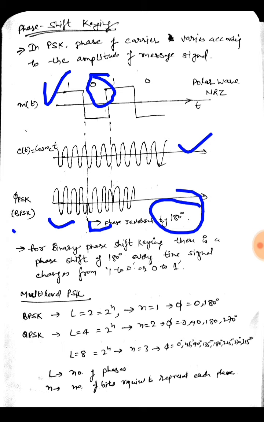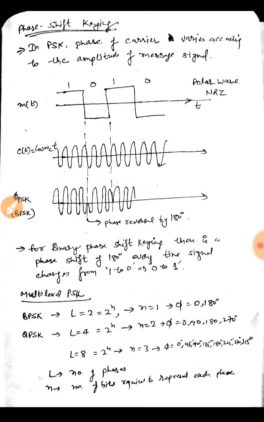It is a case of BPSK, that is binary phase shift keying. In this we have two phase shifted versions, one is 0 degree and one is 180 degree. This is 0 degree and this one is shifted by 180 degree. 0, 180, 0, 180. So for 1 there would be a phase shift of 0 degree, and for 0 there would be a phase shift of 180 degree.